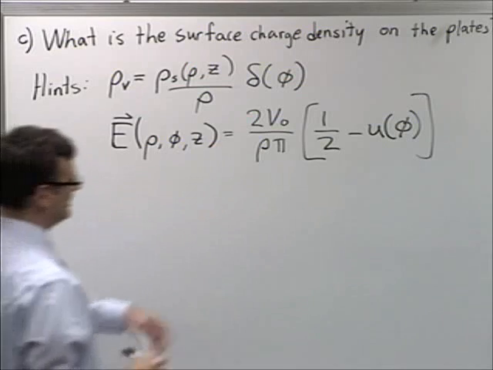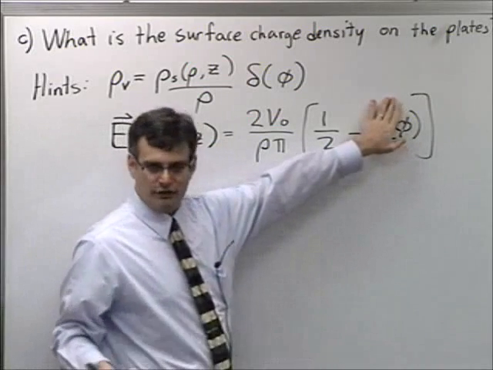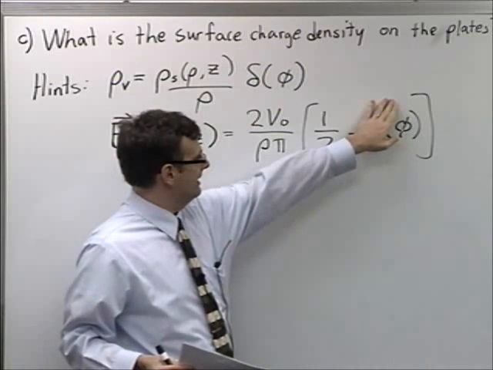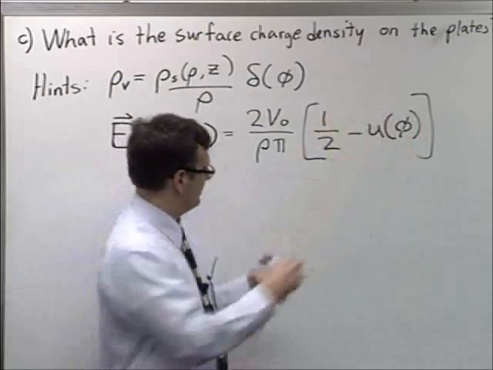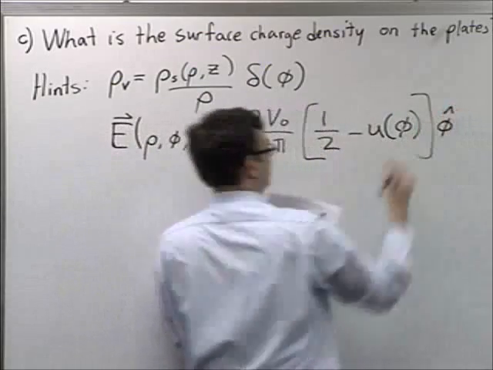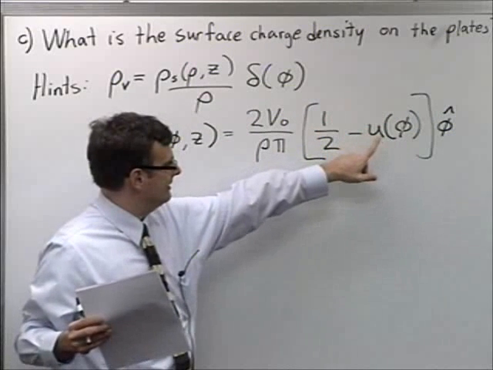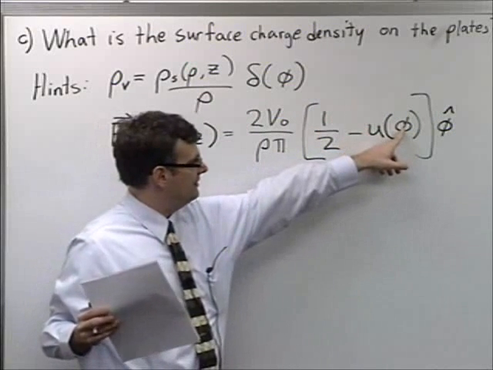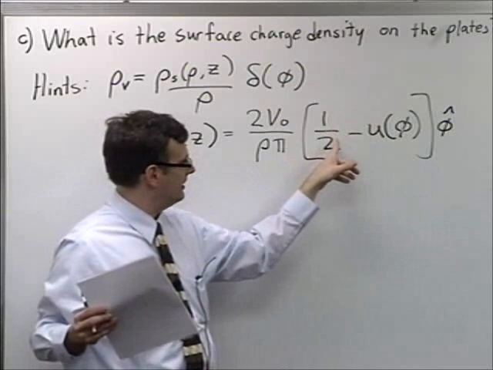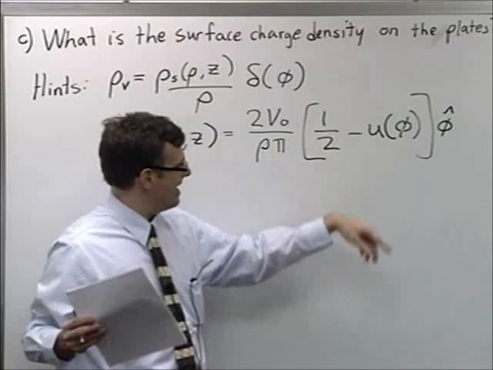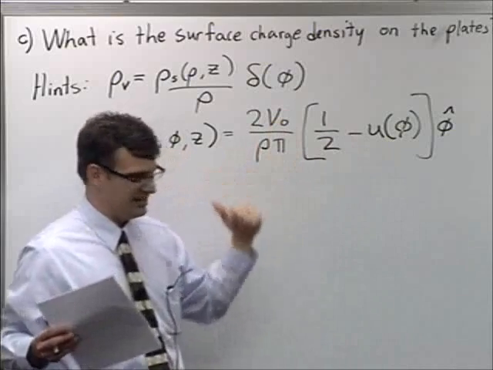And all this really does is turn off when phi is negative. So I really just get V naught over rho pi, and this is in the phi hat unit direction. And if I am on positive phi, then this turns on. I get 1/2 minus 1/2, minus a 1, so I get minus 1/2. So I get basically V naught over rho pi with a negative in front of it.